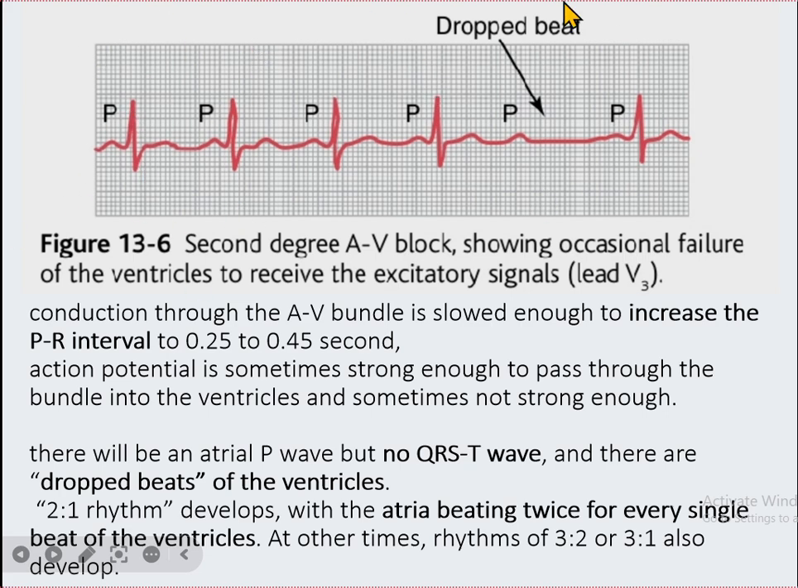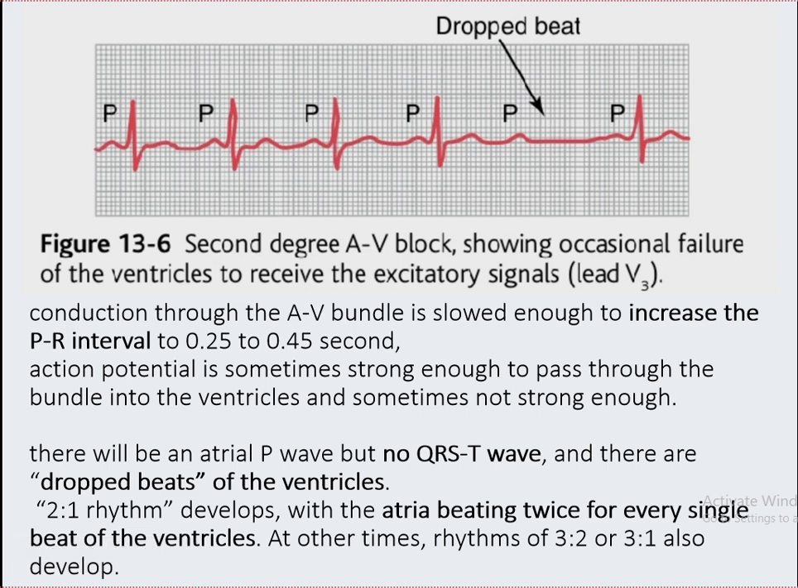In some beats, for example in this one, the impulse didn't reach the ventricles. It was totally blocked in the AV node, causing no QRS complex. So if you're not seeing a QRS complex, it means that the beat has been dropped. The impulse has simply not reached the ventricles, because the QRS complex shows us depolarization, and depolarization cannot take place if the impulse has not reached. We get it. So sometimes the beats are dropped in rhythms.